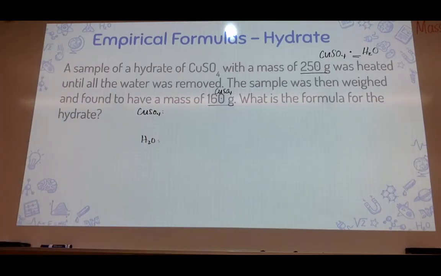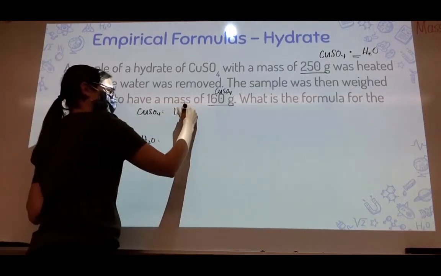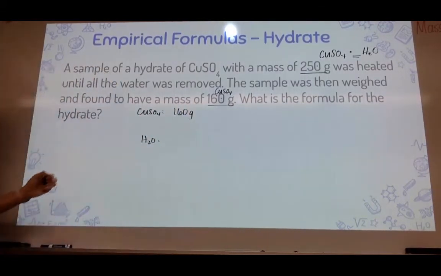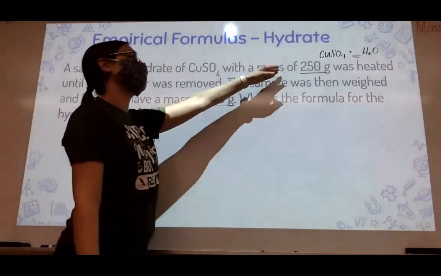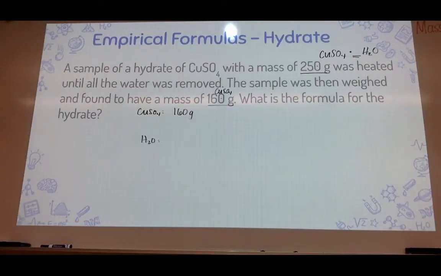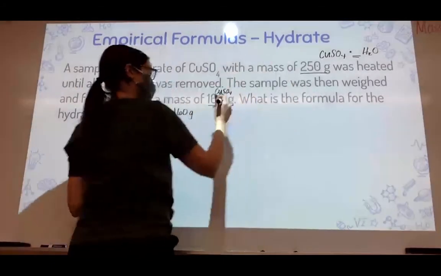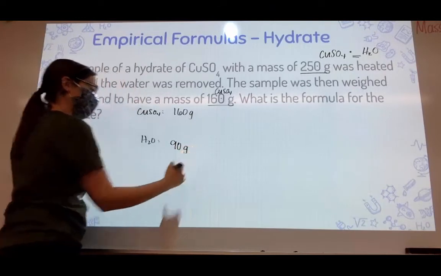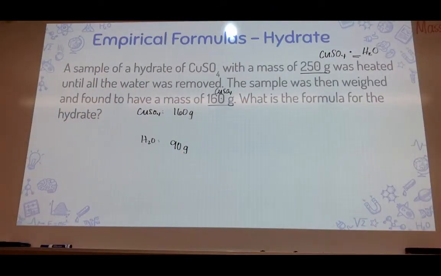So it tells us that when all of the water was removed, there was 160 grams of copper 2 sulfate. The law of conservation of mass says that mass can neither be created nor destroyed, which means if we had 250 grams to start with, that was the copper 2 sulfate and the water, how do I figure out how much water was lost? Subtract them, because 250 minus 160 gives us the amount of water that was removed through the heating process. And now you would go through this empirical formula problem the exact same way.